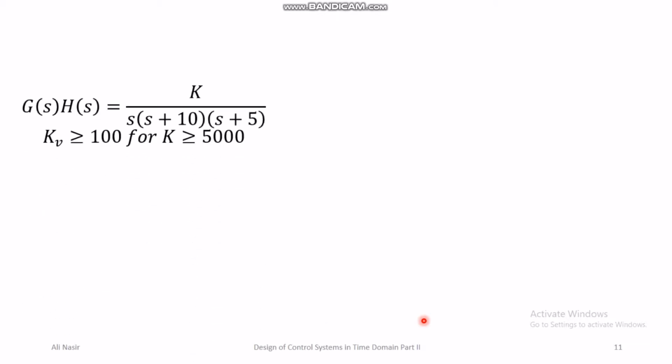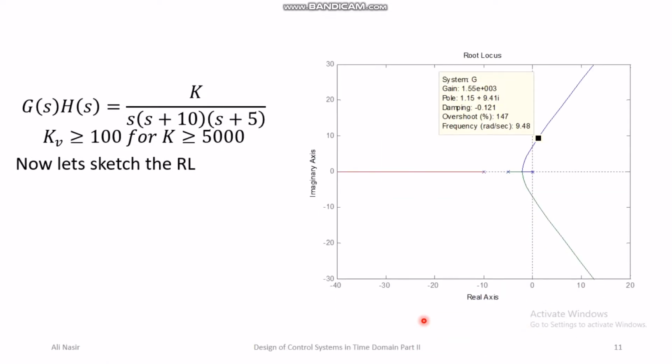Next we look at the root locus, and we see what happens when the gain is greater than 5000. Here is the root locus. We have a pole at 0, another pole at -5, and the third pole at -10. You can see that there are no zeros in the system, so there will be 3 asymptotes: one at 180 degrees, another at 60 degrees, and the other at -60 degrees. You can see that the poles move towards each other, break away, and then move in an asymptotic fashion.